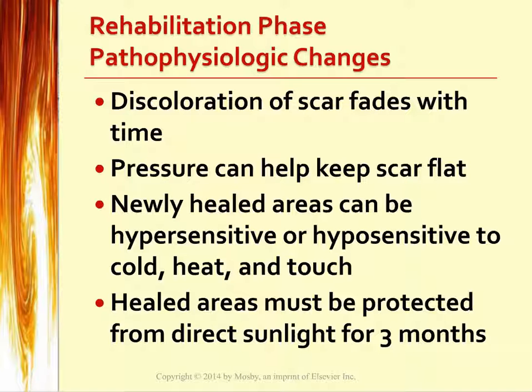Scarring has two components, discoloration and contour. The discoloration of scars will fade somewhat with time. However, scar tissue tends to develop altered contours. That is, it's no longer flat and slightly raised, but becomes elevated and enlarged above the original burned area. Burn care providers believe that pressure can eventually help keep a scar flat.